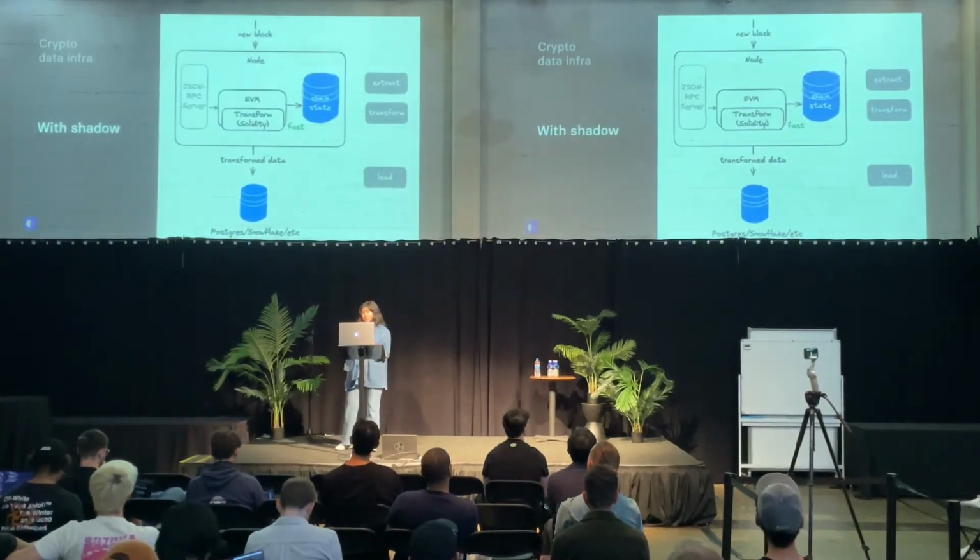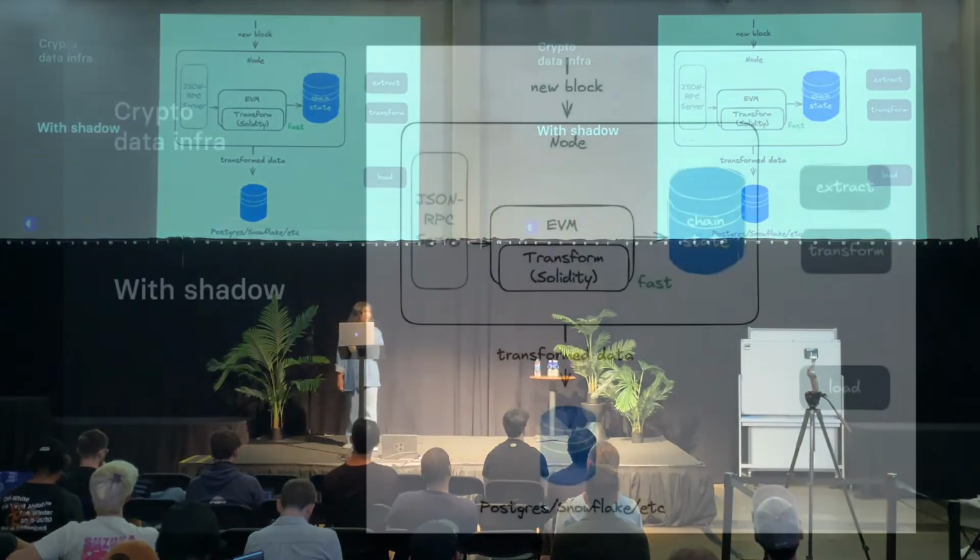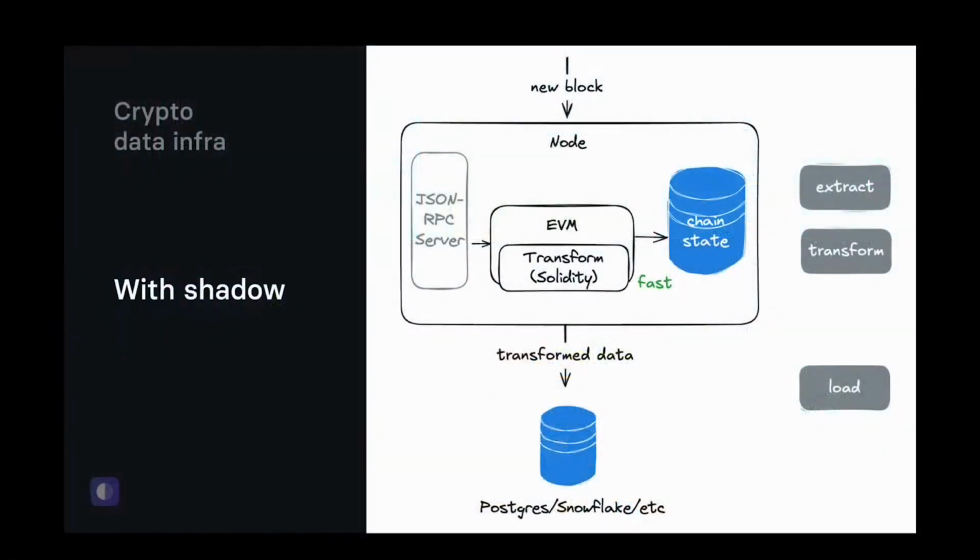So how does this change with Shadow? The idea behind Shadow is that you can actually co-locate the extract and transform steps. So you can write your transformation logic directly in smart contracts, run that transformation logic through the EVM, which has direct access to the exact chain state that you want, and then emit the transformed data as normal EVM logs.